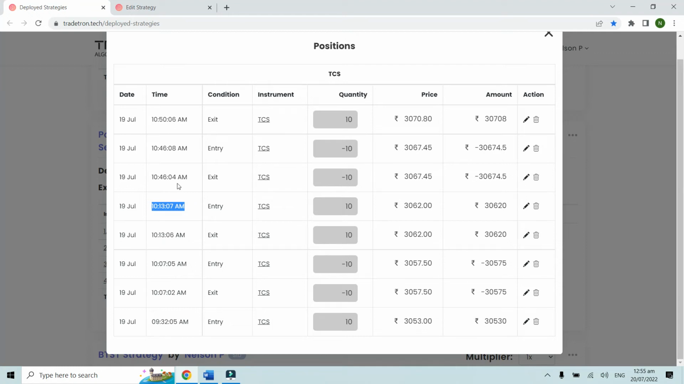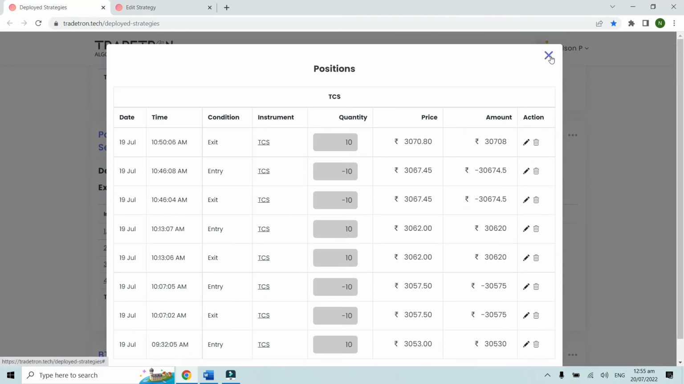That's why it entered into buy, and then again it exited the long position and entered into sell at 10:46 a.m., and then it exited the sell position. After that it did not take entry, because our restriction was that it should take 2 entries into buy and 2 entries into sell. So this was the first buy entry of 10 quantity, this is the second, then there was the first sell entry of minus 10 quantity, then a second buy entry of 10 quantity, and then a second sell entry. After that, it stopped taking trades because of the restriction that we put.